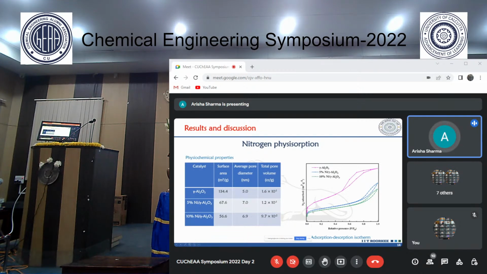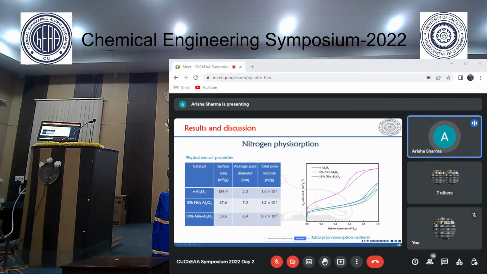And on the right side, there is the figure showing the isotherm. The pink one is of the gamma alumina support, which shows a type 4 isotherm with an H2 hysteresis loop, depicting pores of an interconnected network.